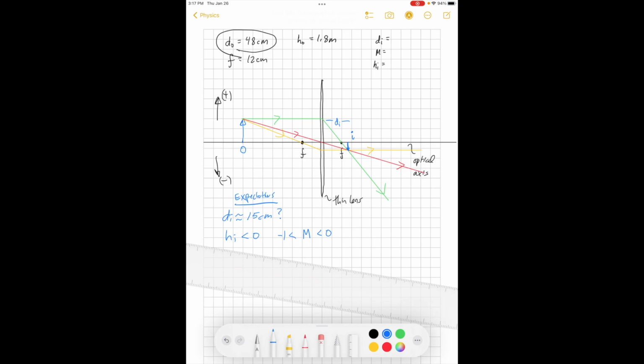Now we can use the lens equation to actually figure out what things should be. So we have the lens equation, which is 1 over DO plus 1 over DI, and that should be equal to 1 over the focal length. And we also have the relationship that defines the magnification, which is the image height over the object height. You can also set that equal to minus DI over DO. That is also the magnification.